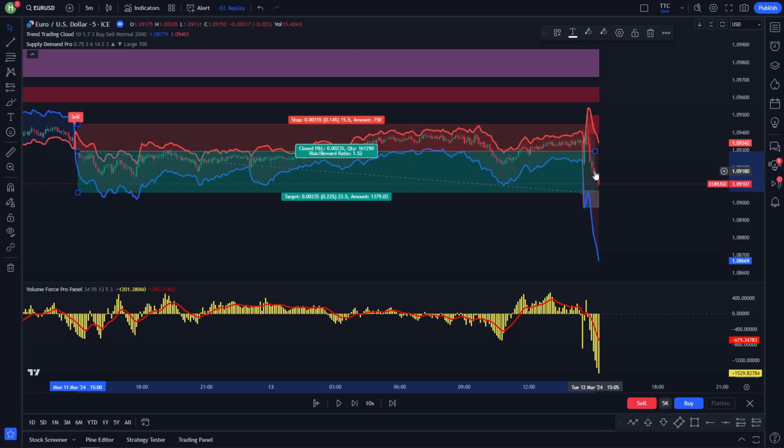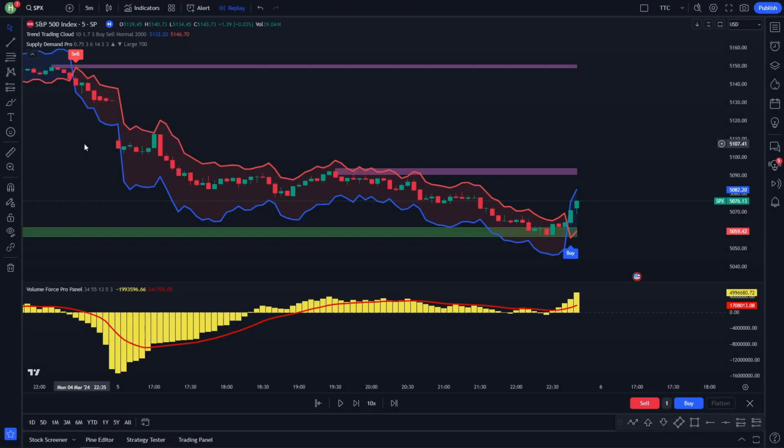For our last trade example, I've selected the S&P 500 in the 5-minute time frame. The S&P 500 serves as a benchmark for the US economy, incorporating 500 of the largest stocks in the US.